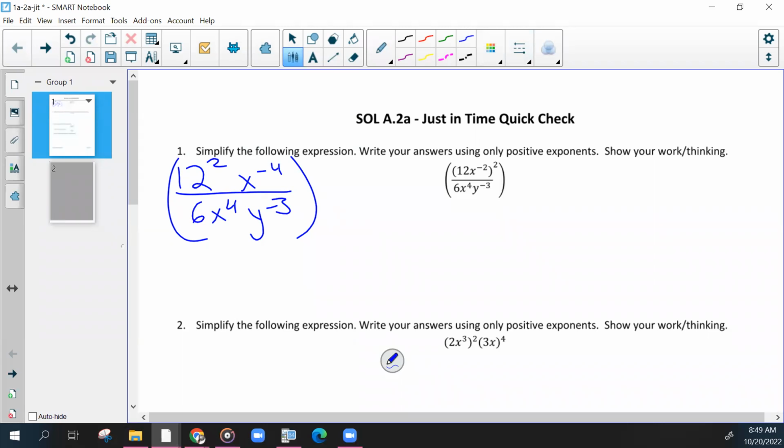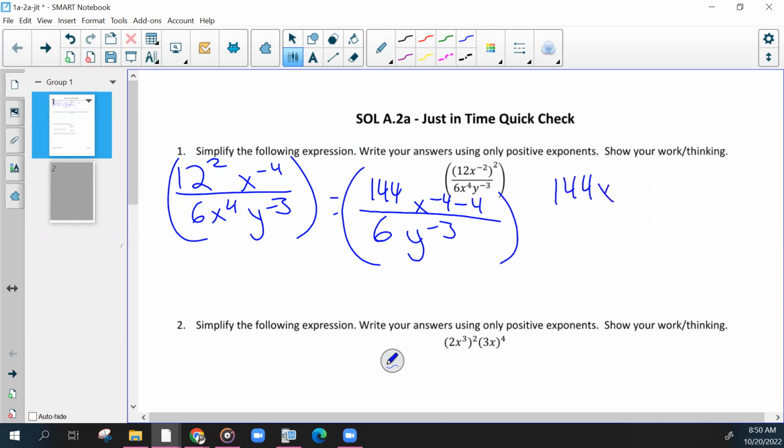So let's do this. This would be 144. I'm going to subtract the exponents, so x to the negative 4 minus 4 over 6 y to the negative 3rd. I don't really need to keep putting the parentheses, but I'm going to just because. X to the negative 4 minus 4 would be x to the negative 8. The x and the y changed places, and we can divide 144 by 6. Someone do that. Tell me what you get.